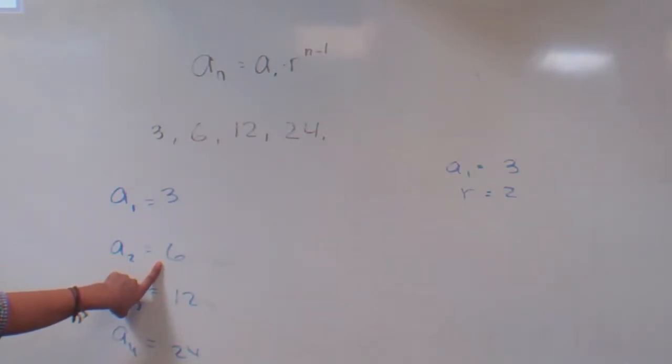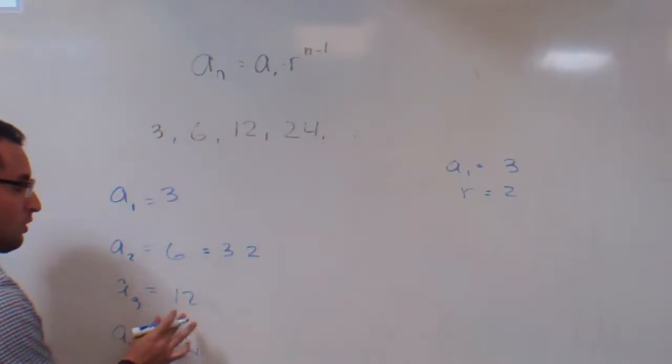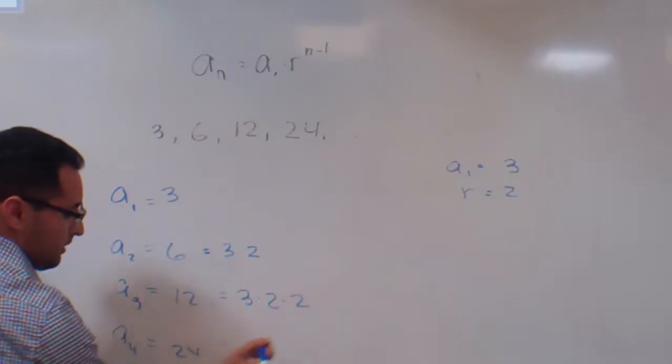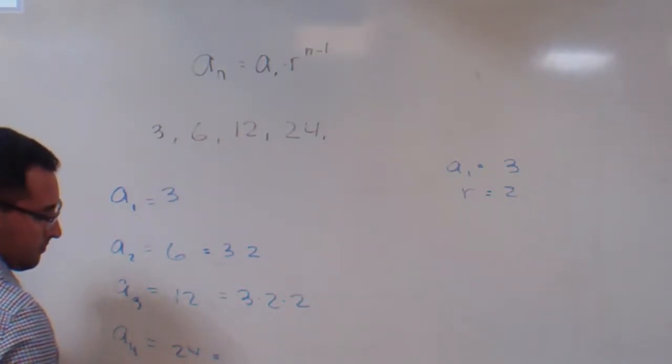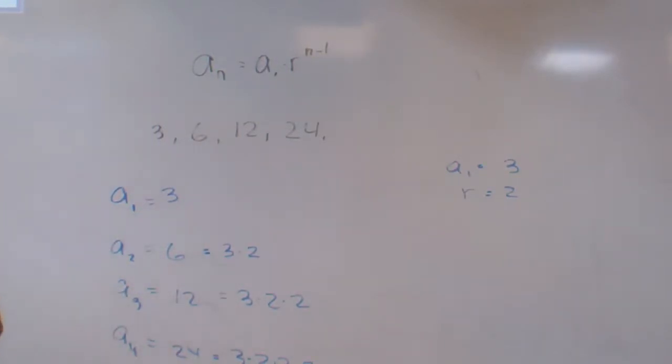How can you represent 6 as 3's and 2's? 3 times 2. 12? 3 times 2 times 2. And 24: 3 times 2 times 2 times 2.